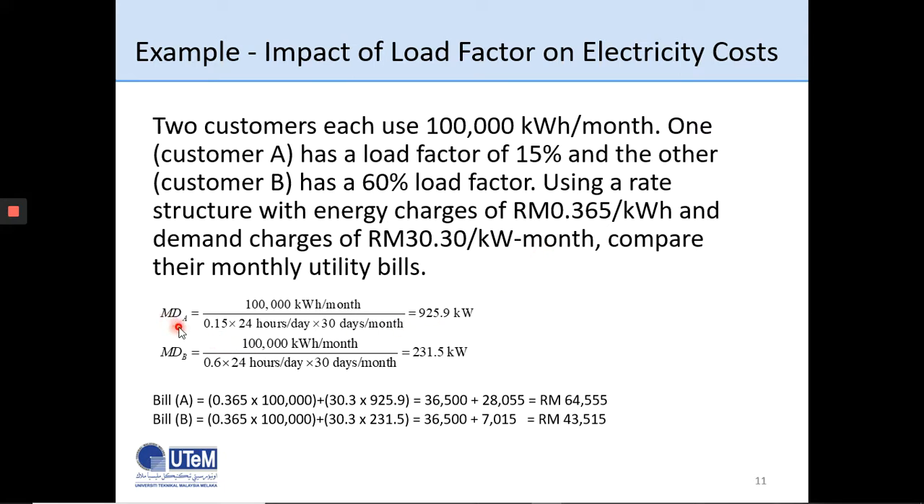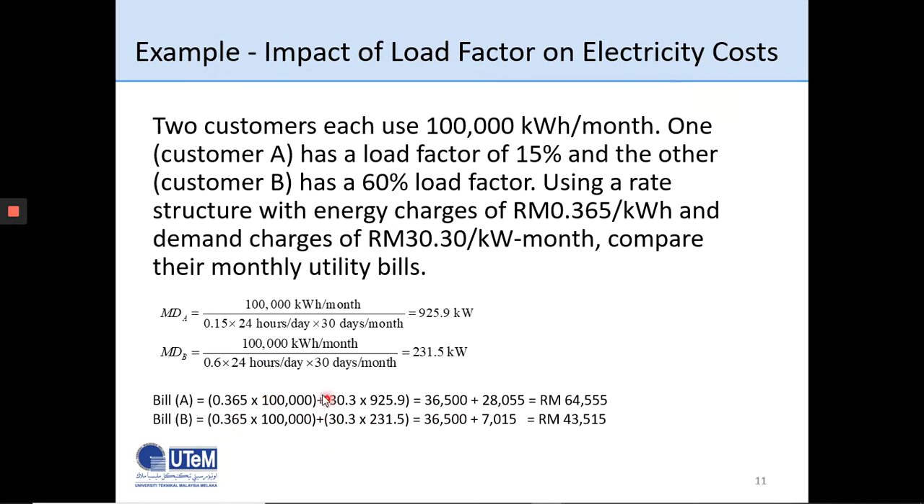The maximum demand here, when we calculate using the equation just now: the load factor for customer A is 15%, so we convert it into a decimal by dividing by 100, and we get the maximum demand for customer A as 925.9 kilowatts. That's the peak power it used throughout the month. For customer B, the peak power is only 231.5 kilowatts. So a huge difference in terms of the peak power used throughout the month by these two customers.